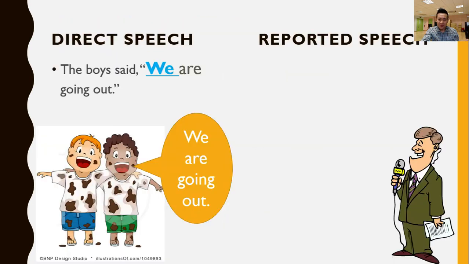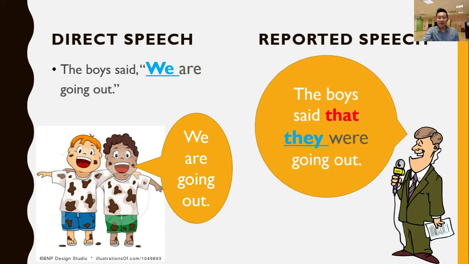Alright, let me give you an example. The boy said, "We are going out." It will be strange for the reporter to say, "We are going out," because the reporter is not going out. So the reporter will say, the boys said that they were going out. You notice that instead of "we," think of it like it's the opposite end. It's referring to the boys. So instead of referring to "we," the reporter refers to them as "they."